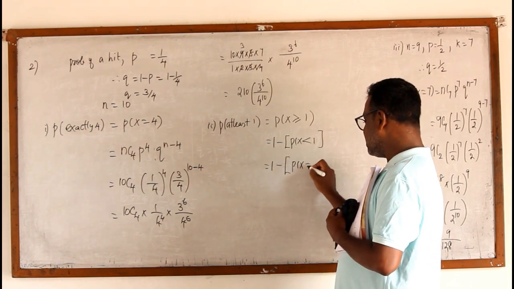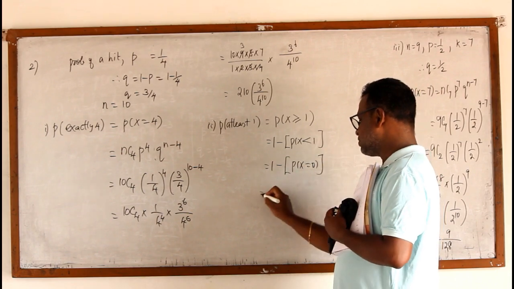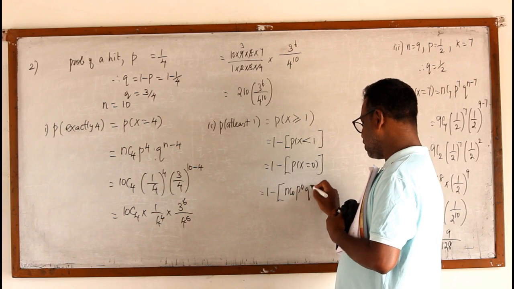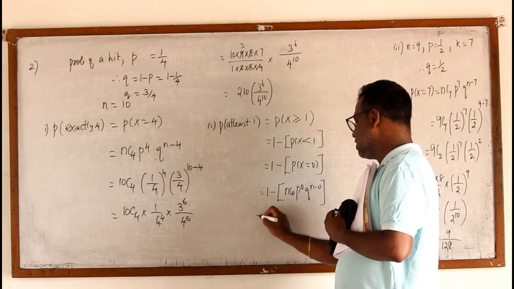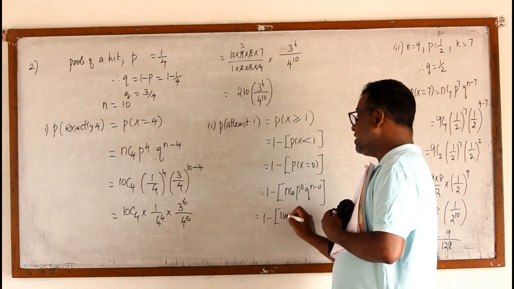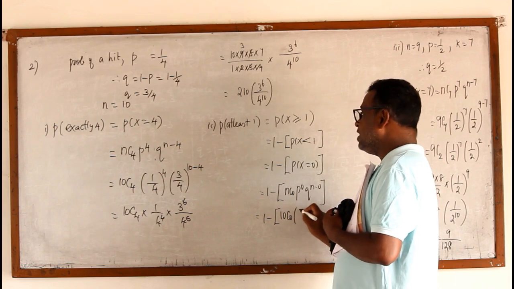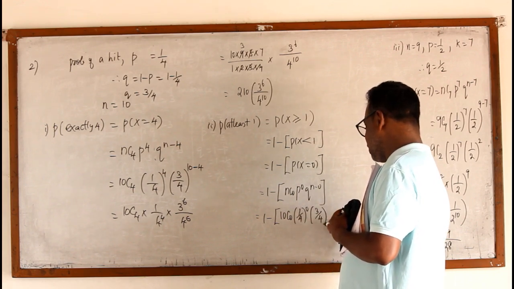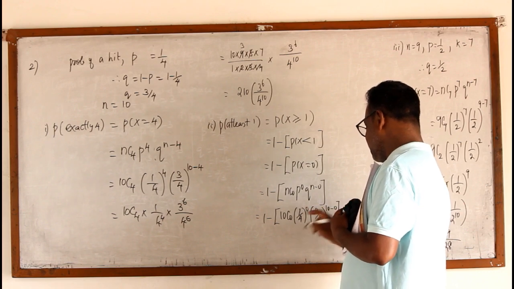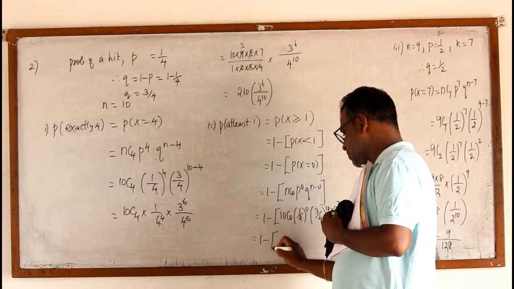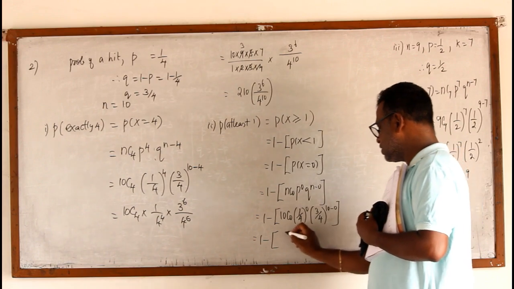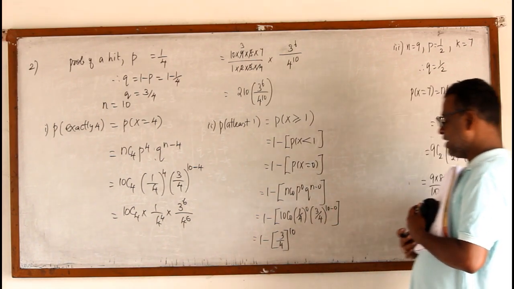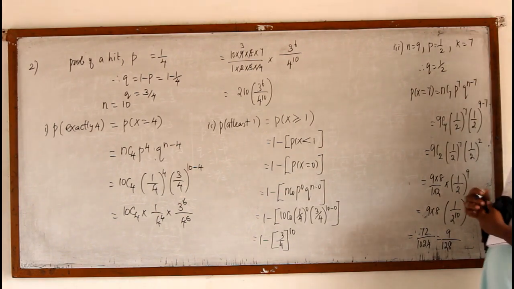It is only 0. Substituting the formula for 0: nC0, p power 0, q power n minus 0. It is 1 minus 10C0, p is 1 by 4 whole power 0, 3 by 4 whole power 10 minus 0. 10C0 is 1. Anything to the power 0 is 1, so it is 3 by 4 whole power 10. We can do it. With that, this problem is over.